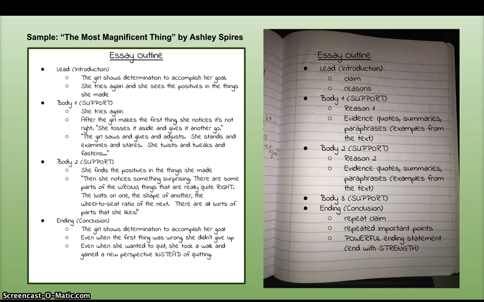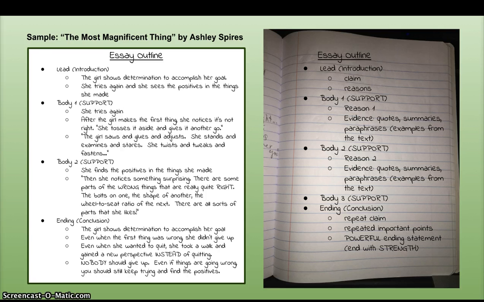Notice both of these things kind of repeat a little bit about what I said in body paragraph 1 and body paragraph 2, just in new words. That way my reader doesn't get bored. That's the last thing I want, is my reader to get bored. So I want to shake it up and use different words. And then, of course, I want to end with strength. I want to have a powerful ending statement.